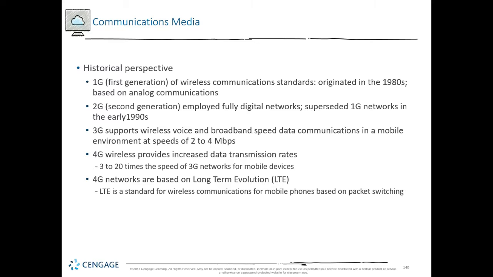3G supported wireless voice and broadband-speed data communication in a mobile environment at speeds of 2 to 4 megabits. 4G wireless provides increased data transmission, 3 to 20 times faster than 3G networks for mobile. 4G networks are based on long-term evolution. LTE is the standard for wireless communication for mobile phones based on packet switching.